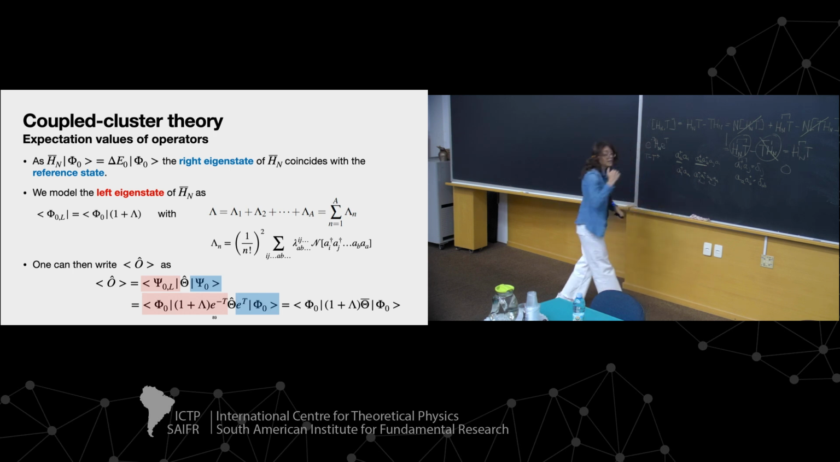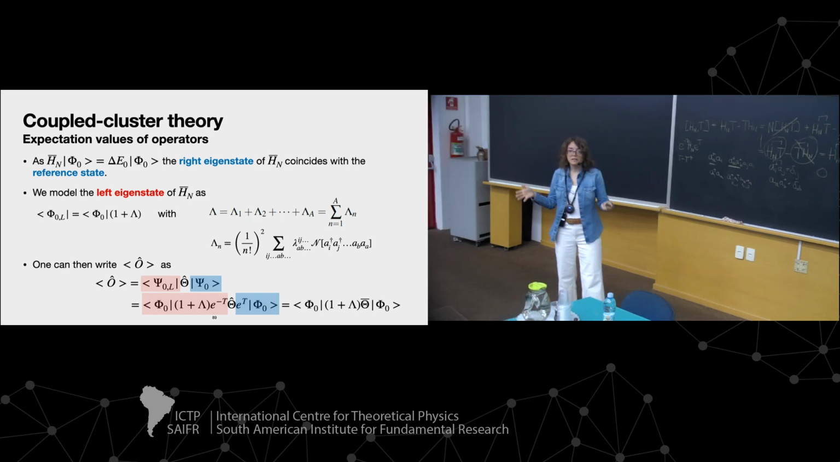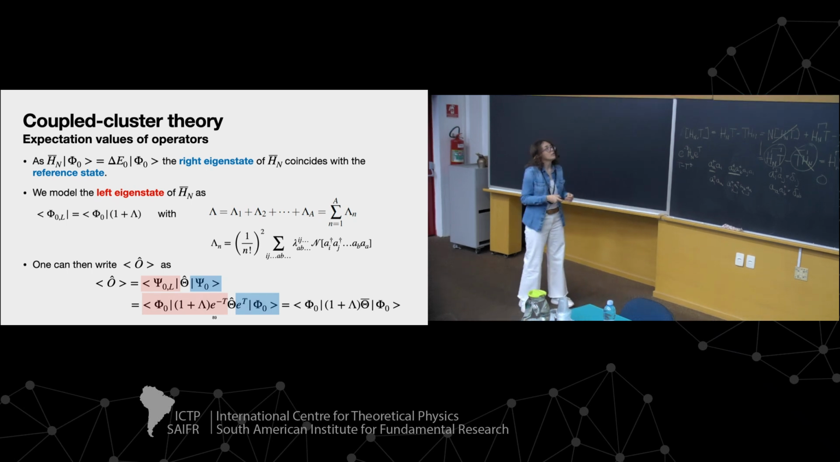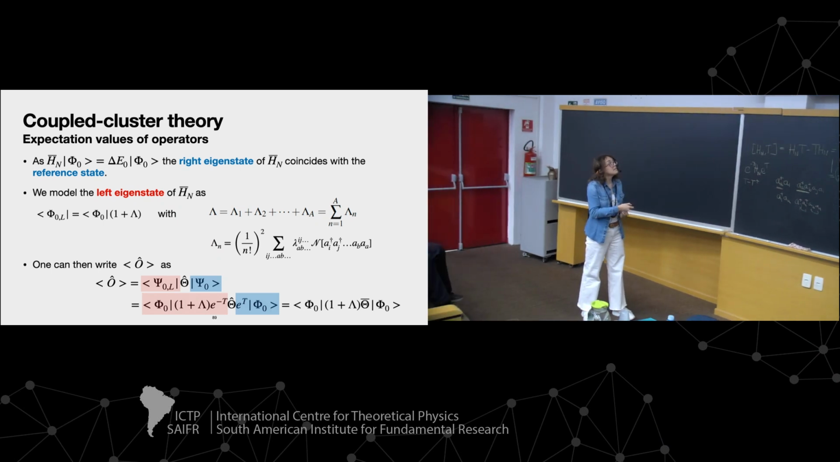And so when we actually calculate an expectation value in coupled cluster, we need to perform two truncations. One is on the right side, and one is on the left side. And so we usually take them, for consistency, as the same. So if you want to work at CCSD, we solve the CCSD equations for the left and for the right state.